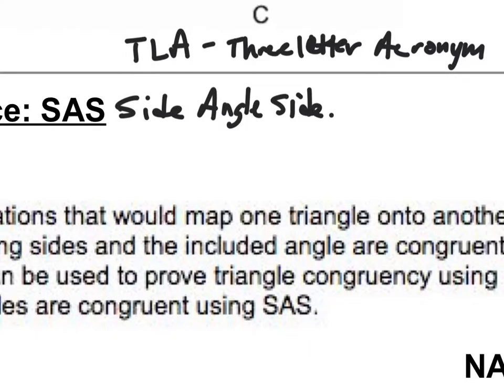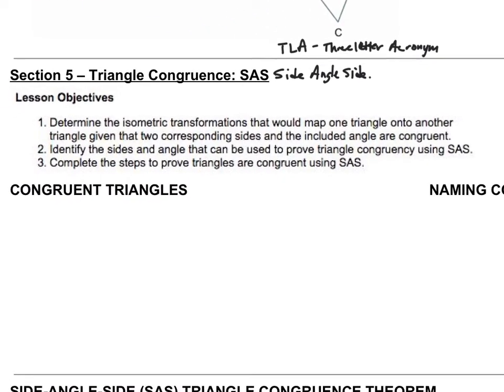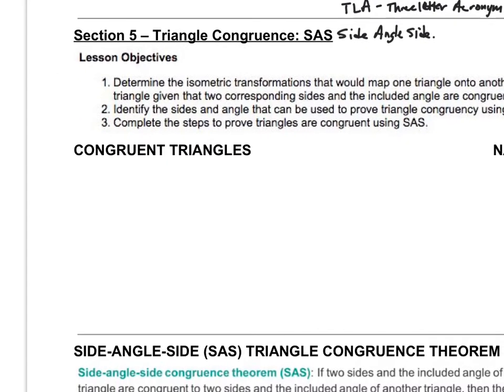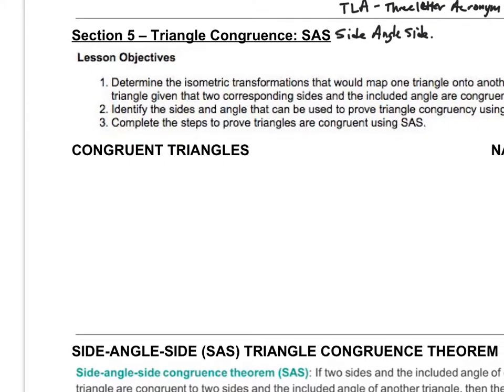Okay? And what we want to do today is determine the isometric transformations that would map one triangle onto another, given two corresponding sides that include an angle are congruent. We want to identify the sides and angle that can be used to prove triangle congruency using side, angle, side. We want to complete the steps to prove triangles are congruent using SAS, side, angle, side. So let's talk about congruent triangles.